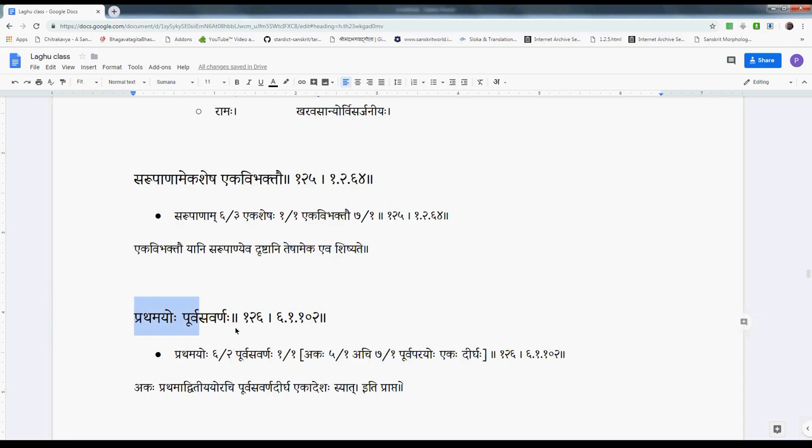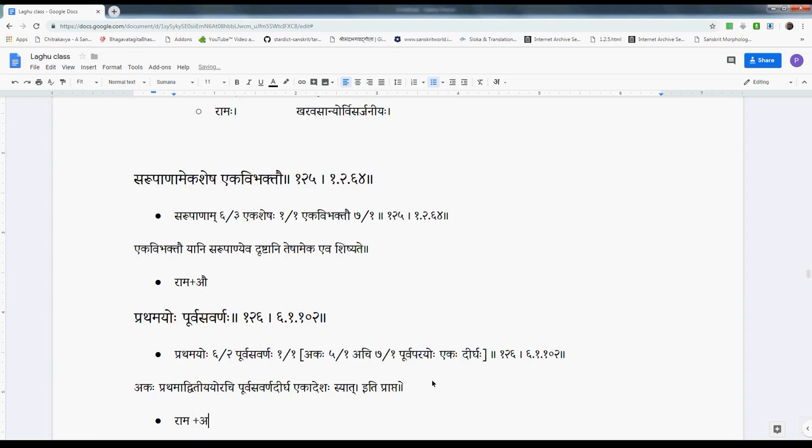However, Laghukara is using this sutra and saying iti prapte. What does he say? Akaha prathama dvitiyayoho achi purva savarna dirga ekadesha syat iti prapte. Meaning what? He is not going to use it. When is he not going to use it? When he says Rama plus au. So Rama plus au is the situation here. After ekashesha, what will you get? You will get this form, Rama plus au, because Rama is ekashesha now, and then you will get au. What will you do with this now?